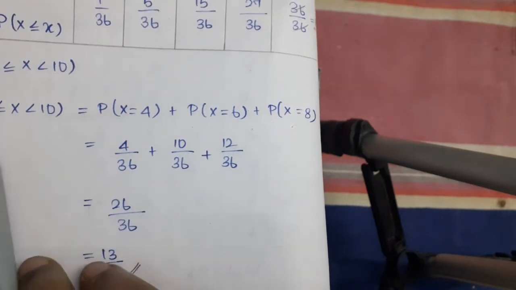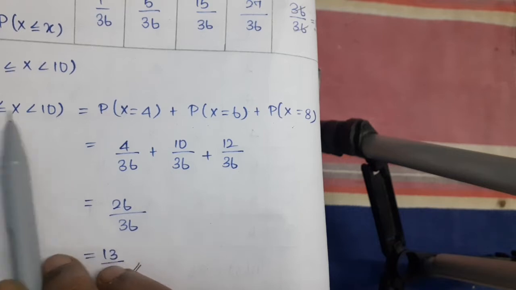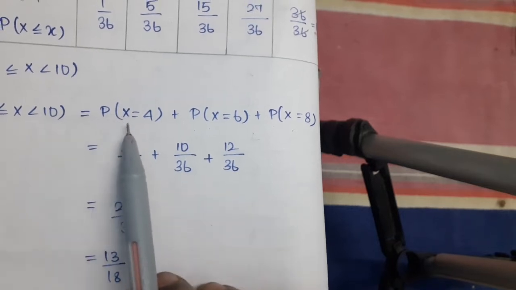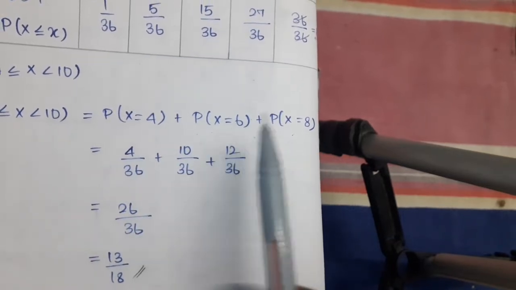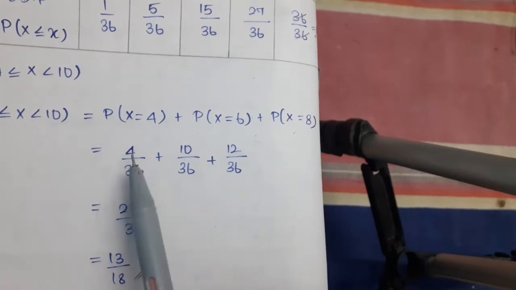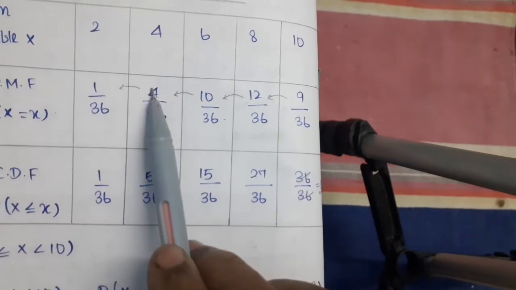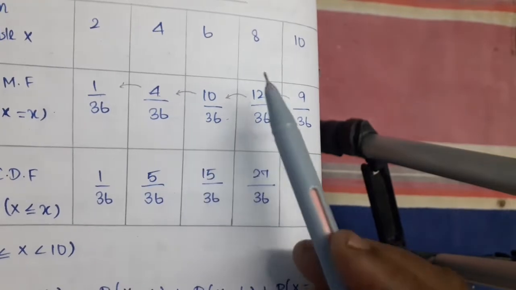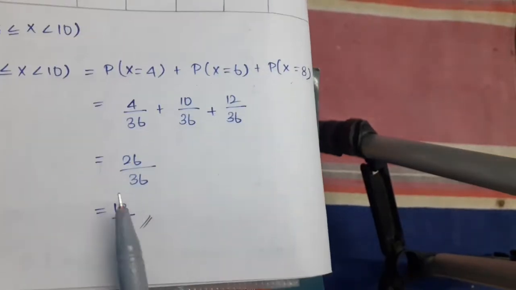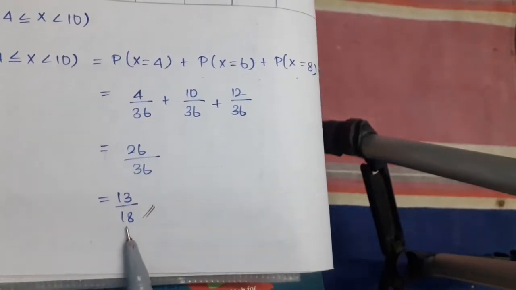Probability of x lies between 4, x greater than or equal to 4, less than 10. So what are the values we selected? Probability of x is equal to 4, x is equal to 6, x is equal to 8. X is equal to 4, what are the chances? 4 by 36. X is equal to 6 is what? 10 by 36. X is equal to 8 is what? 12 by 36. We add, after simplification, we get 13 by 18.